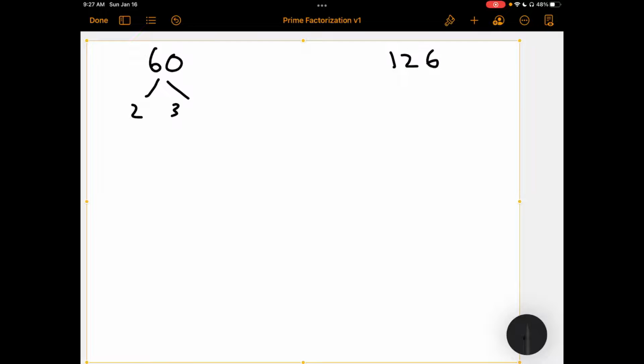So 2 and 30 give me 60. For 2, I don't need to do anything else there because it's a prime number. But for 30, I need to make another branch for my tree because I need to break that down even further. And you can do whatever way you want to. You can do 3 times 10 or you can do 2 times 15. Either way works. Either way, you'll still work down to the prime numbers, so whatever route you want to take. For me, let's keep it simple and do 2 again.